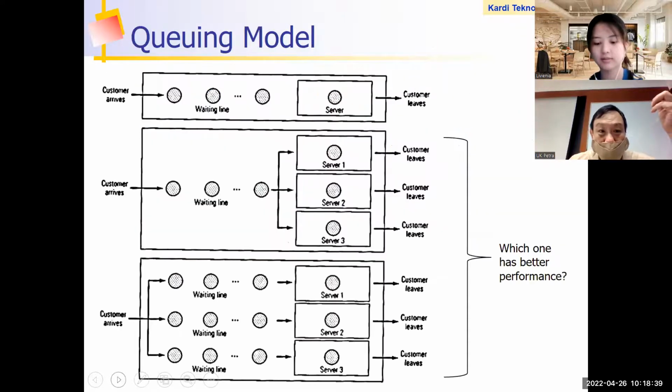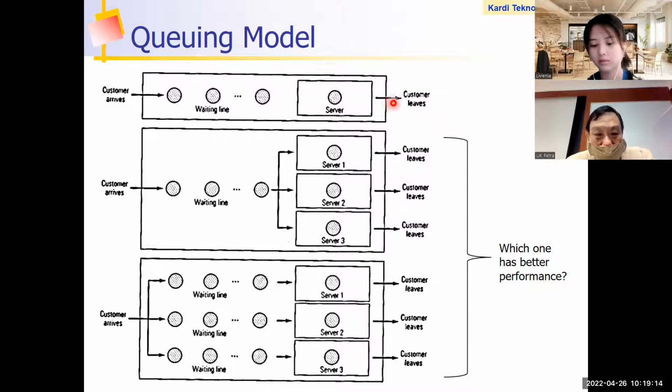Now, can you see this? There's a pointer here. This is a queuing system of one server in this top drawing. You have one server, and then this is the waiting line, and this is the customer being served. After finishing, it will go out of the system.